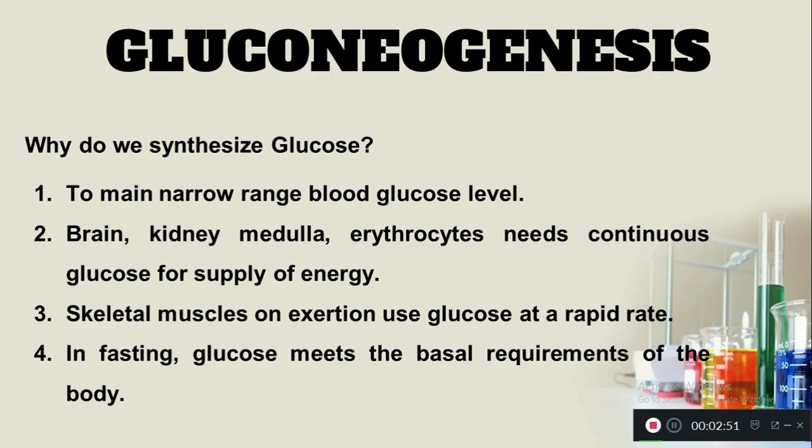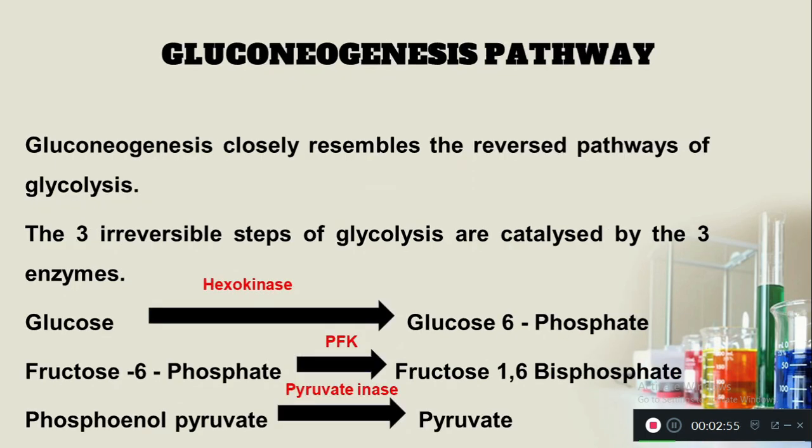Now let's see the steps in gluconeogenesis. Gluconeogenesis takes place in 3 steps. Basically, the steps in gluconeogenesis resemble the glycolysis pathway in a reverse order. So the reverse order of glycolysis will be gluconeogenesis, but some steps are different. There are 3 points where the reactions differ.